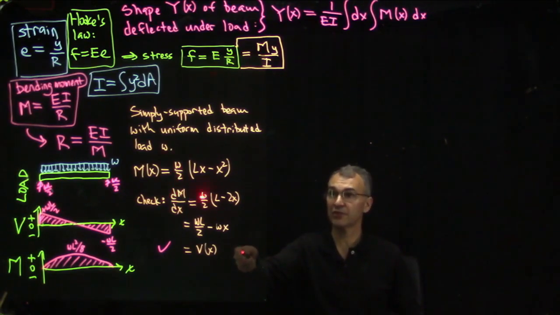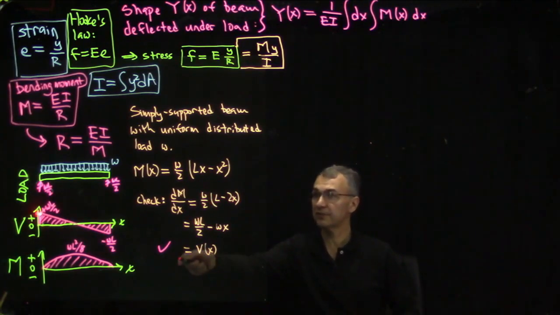So the W over 2 is just a constant. L times x, its derivative is just L, minus x squared, its derivative is minus 2x. So there's W over 2 times L minus 2x, and we can multiply out. You get WL over 2 minus Wx, and that, sure enough, is a V of x function.